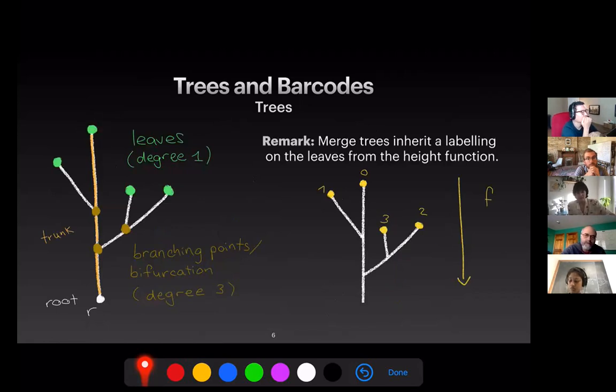Branching points or bifurcation, I might also call them internal nodes, are vertices of degree 3. The trunk is the main branch where everything is attached. The root is the root. And a small remark, merge trees, they inherit a labeling on the leaves coming from this height function. So we have the first vertex, which has the smallest value for f, is 0, then 1, 2, 3. And the trunk is always going to have label 0, and we'll see why later.